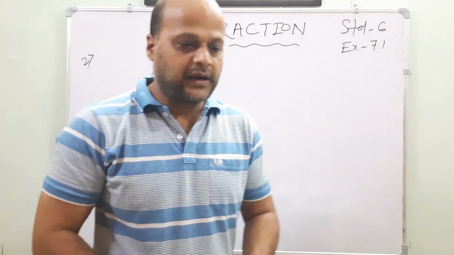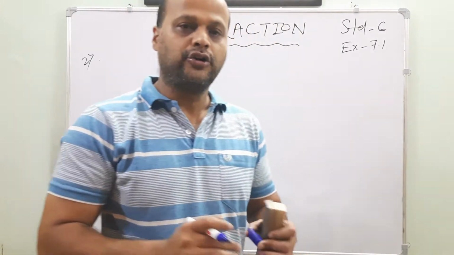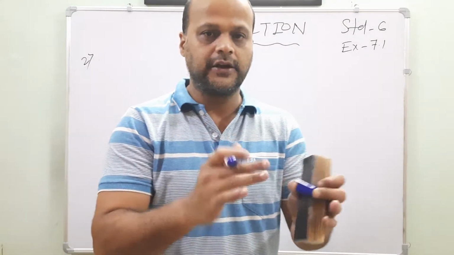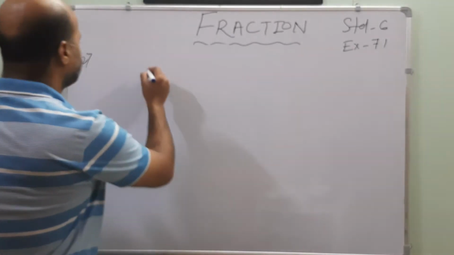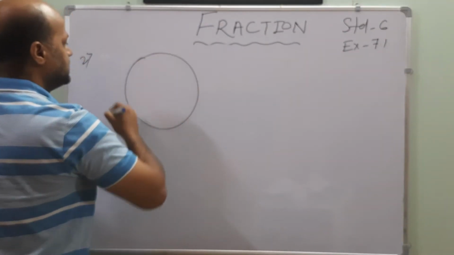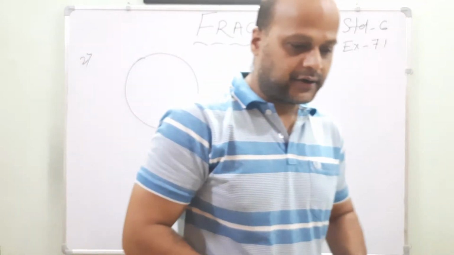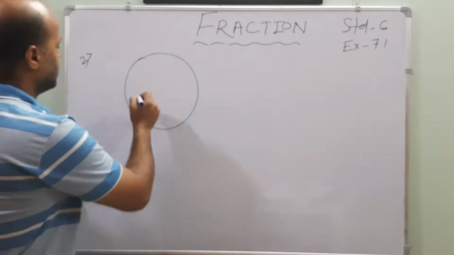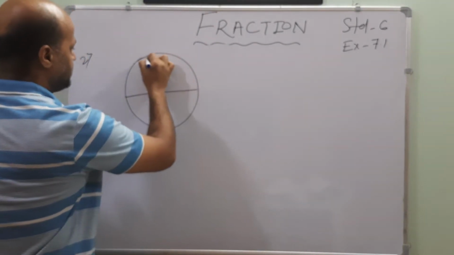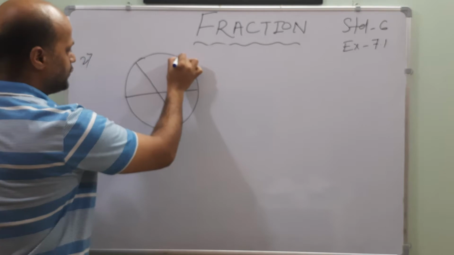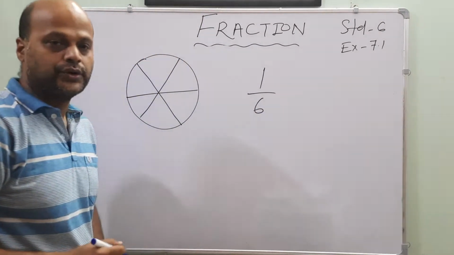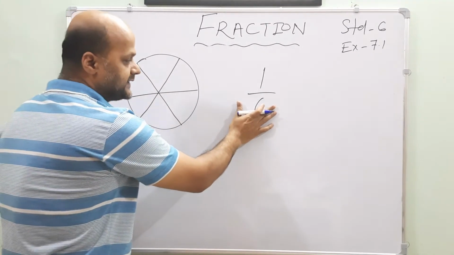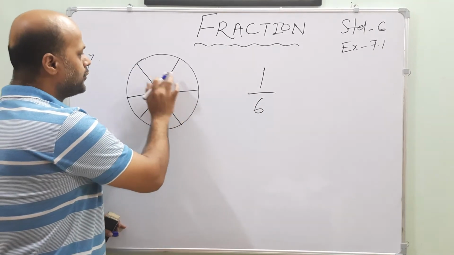Color the part according to the given fraction. Now the question is changing. The fraction is given, you have to draw the picture. It is given 1 by 6. First, the circle is there, and divided into 3, 3, 6. It's saying 1 by 6 part you have to show. So already 6 parts are given. 1, 2, 3, 4, 5, 6.